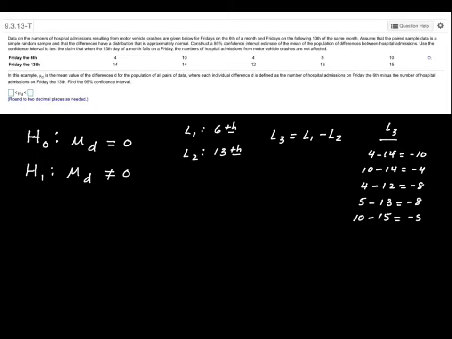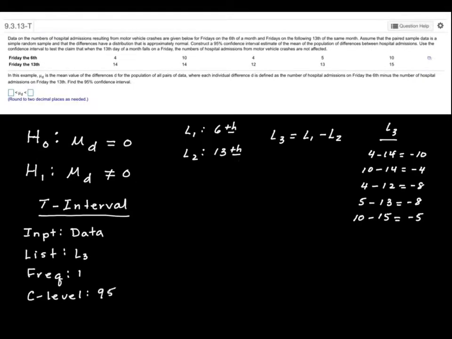So now I'm ready to find my confidence interval. So I'm going to do a t interval. My input is data. My list is L3, or if you just found the differences yourself and put them into L1, just make that L1. The frequency is 1, and the confidence level is 95%. They tell us in the problem to find a 95% confidence interval.